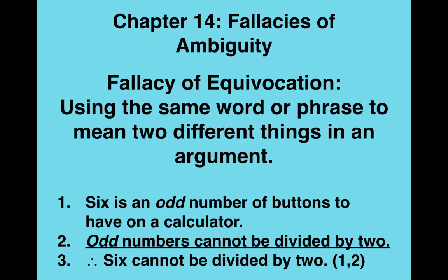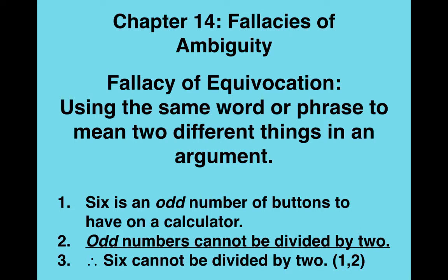So, for example, if I gave you this argument: 6 is an odd number of buttons to have on a calculator. You might agree that premise 1 is true. And then I say odd numbers cannot be divided by 2. You might agree that premise 2 is true. And then I conclude, based on 1 and 2, that 6 cannot be divided by 2.